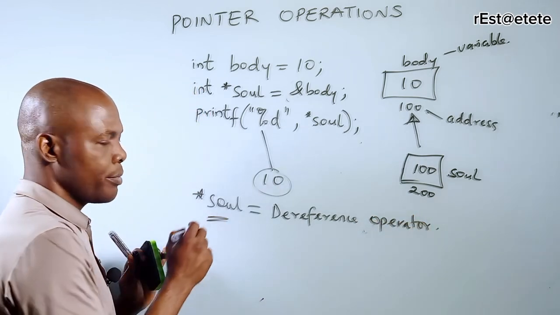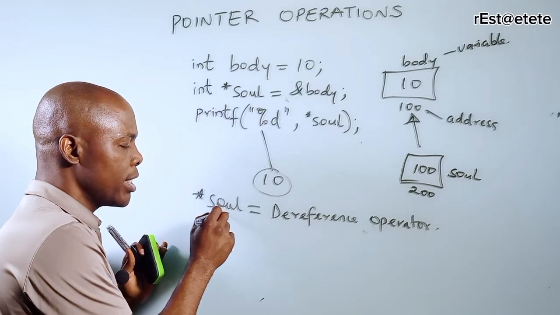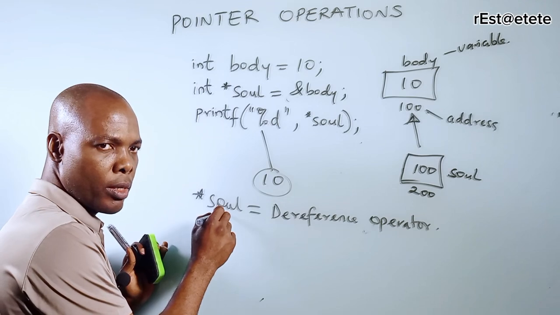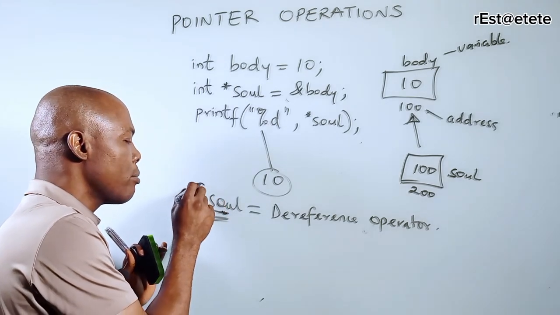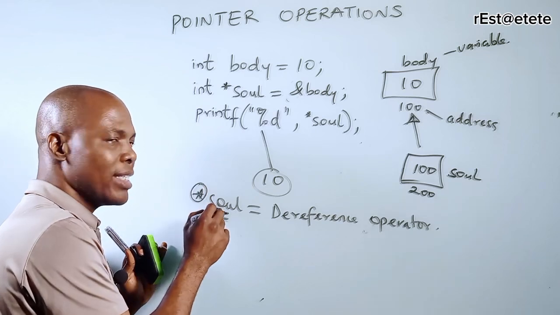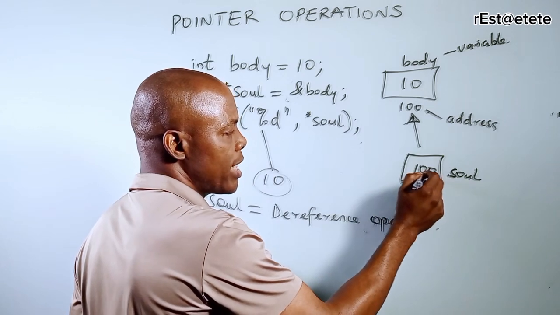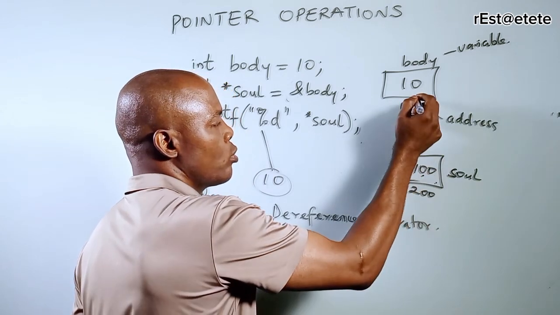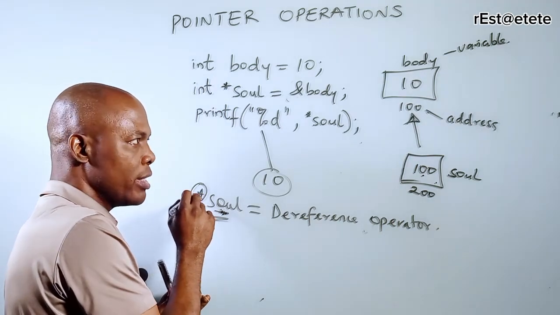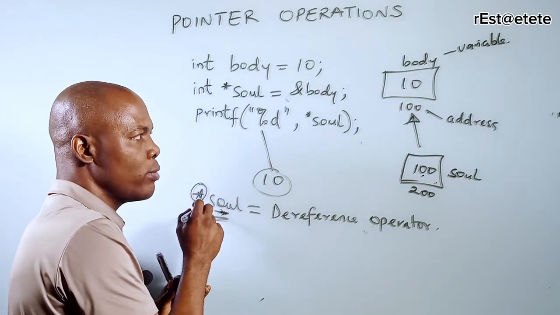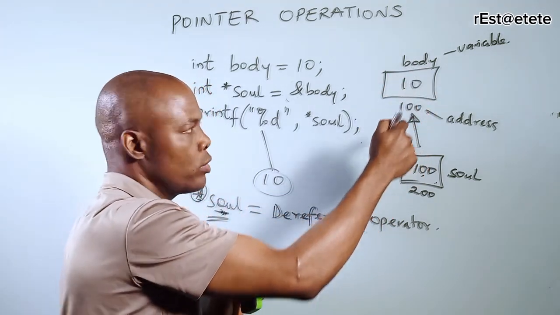So what is this one saying? What it is simply saying is go to this location, which is this soul, that is this pointer, and then pull out the value that is in the address that this soul is holding. So when you get to soul, the address that soul is holding is 100. So you go to 100 and then use this guy, which is the reference operator, to pull out the value that is in that address. So the value in this address is 10. So to pull it out.